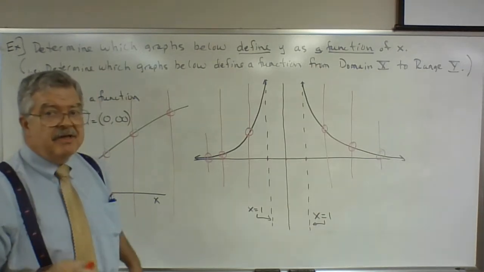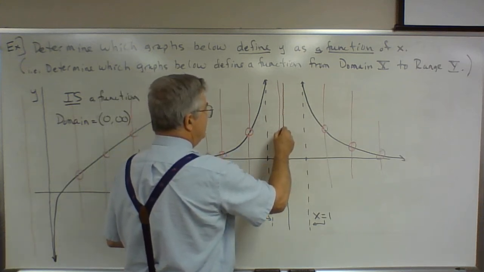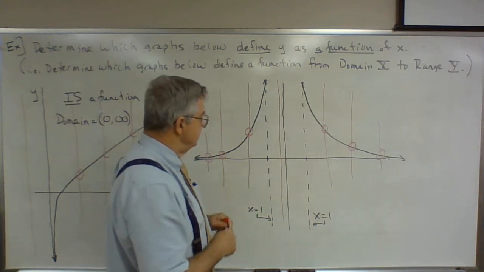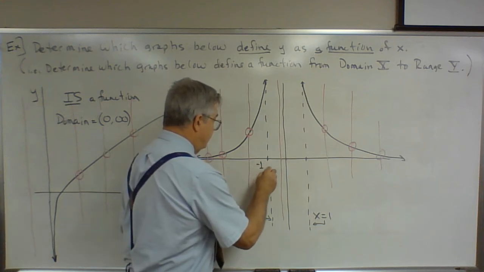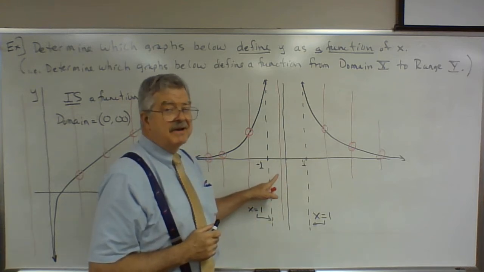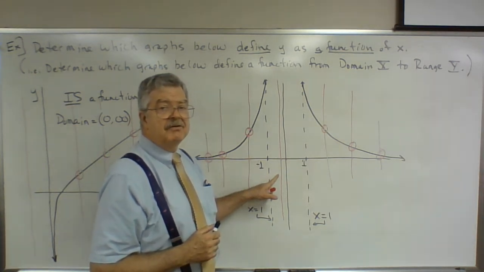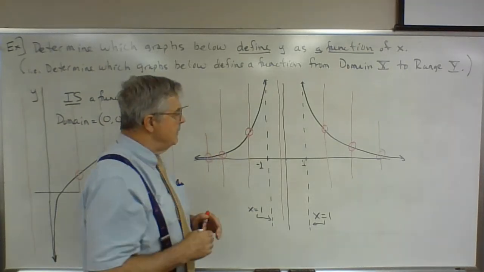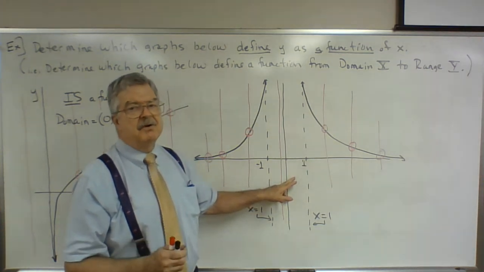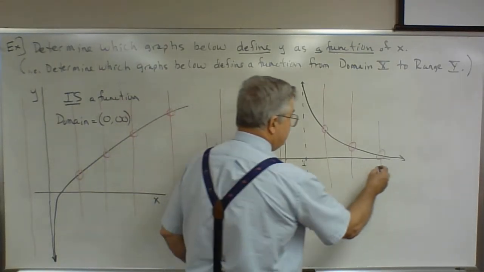But suppose I get sneaky and I decide to draw a vertical line right here. Well, this vertical line doesn't intersect the graph at any point. So does that mean that this graph doesn't define y as a function of x? No, it doesn't mean that. All it means is that there are some real numbers that are not part of the domain of the function. There are some real numbers that x cannot be equal to.